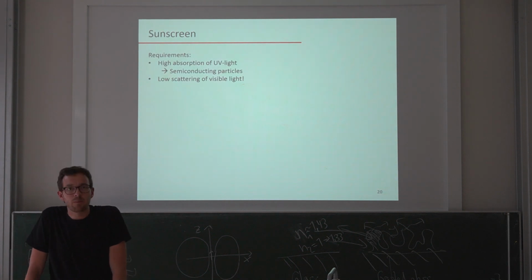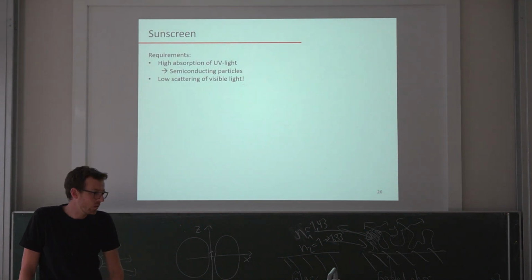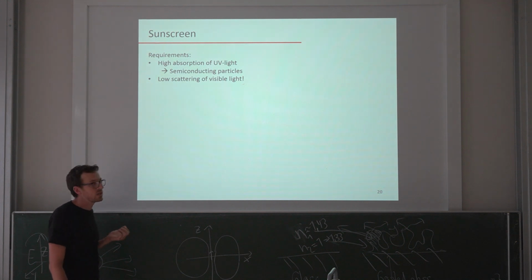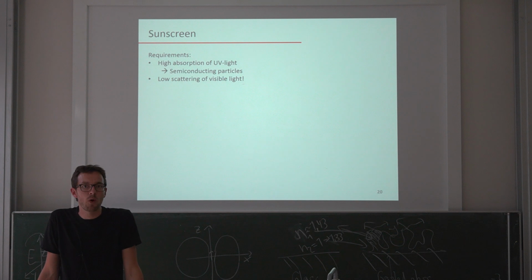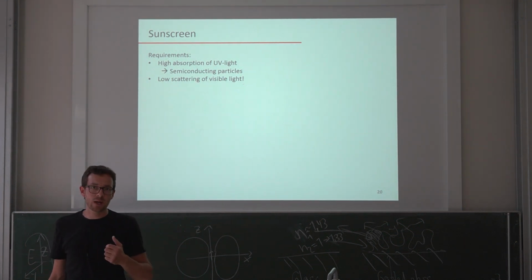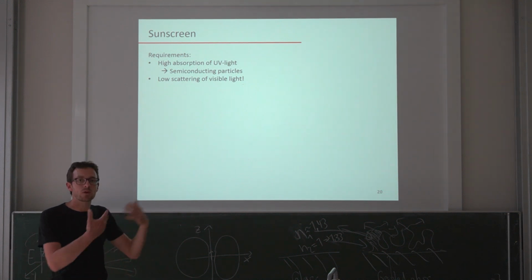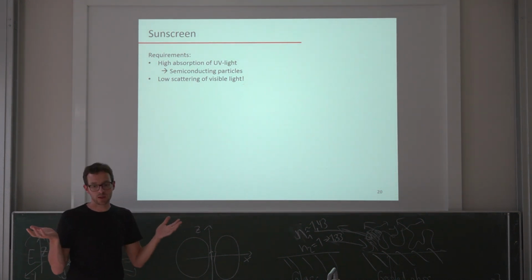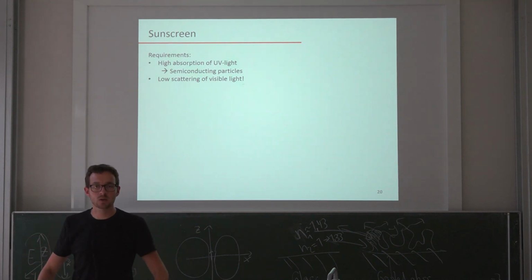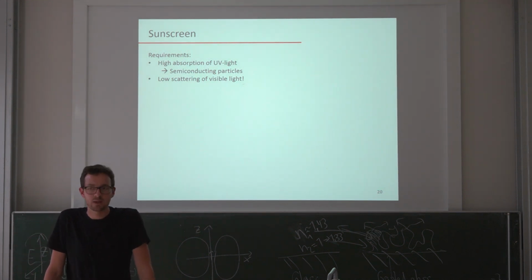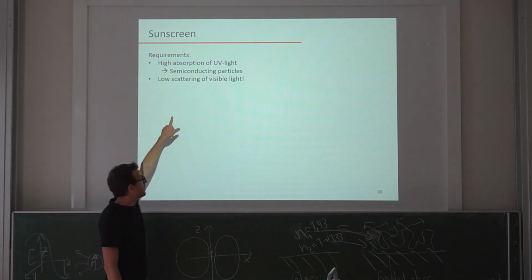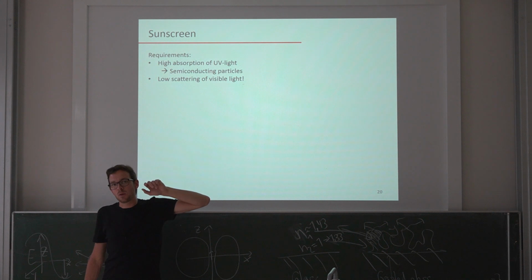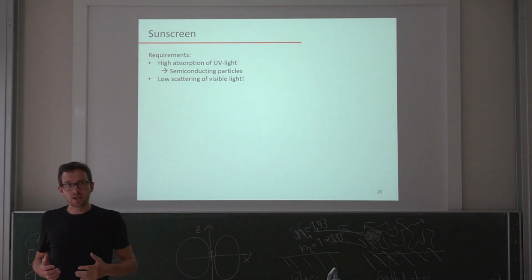Okay, next example, sunscreen. So sunscreen, of course, has a little bit different criteria. Of course, you want to have a high absorption of UV light. That's the whole purpose of sunscreen in itself. So for this, you need semiconducting particles. We will discuss this a little bit later because they are able to absorb UV light. That's not something a dielectric particle like silica can do, as they only scatter light. But then again, what you actually don't want is a lot of scattering of visible light. So it's a very different design criteria.